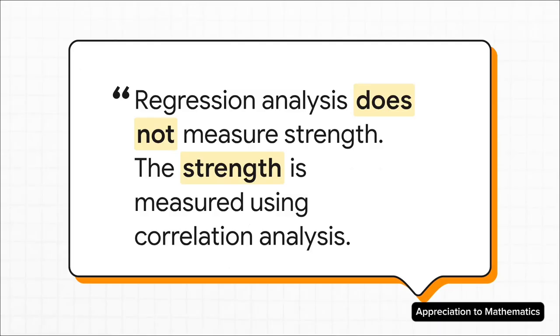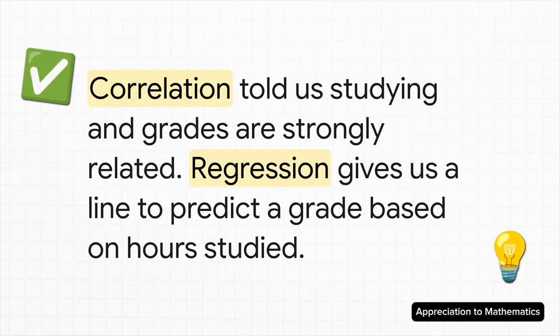And this quote really just hits the nail on the head. This is the main point. Regression does not tell you if the relationship is strong or weak. That's correlation's job. Regression's job is to build a model based on the relationship that correlation already found. They're a team. So let's wrap this up and bring it all back home.